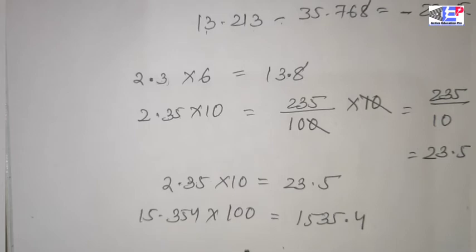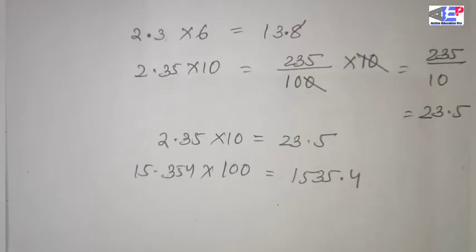When you multiply with 10 or multiples of 10, then you should move the decimal point towards right side according to the number of zeros present with these multiples of 10. Here 100, a multiple of 10, carries 2 zeros, so it moves 2 positions, 2 digit places, 1535.4.